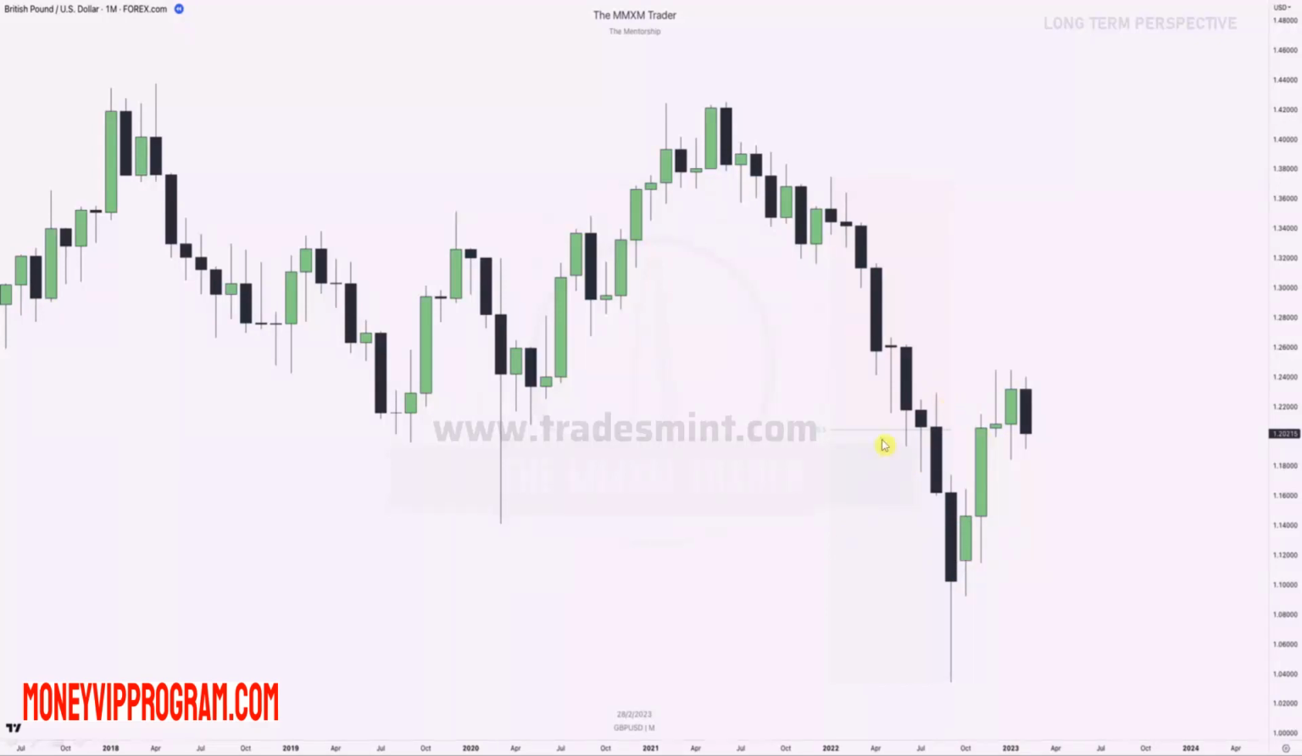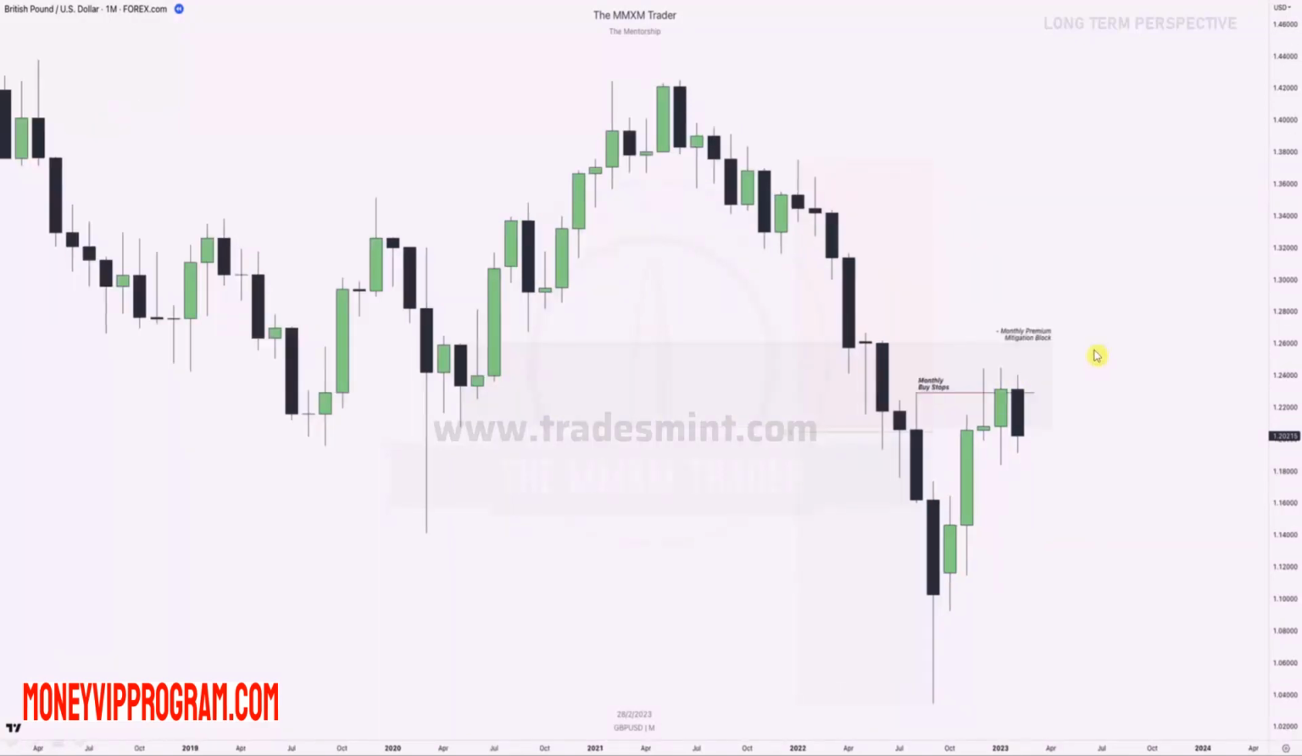Monthly premium. Can we spot something else? We've got that mitigation block, right? This should have been a bullish order block which got violated. And now we're using that on the sell side of the curve to look for a monthly premium level. Now we raid those buy stops over here on the monthly and then declining lower.